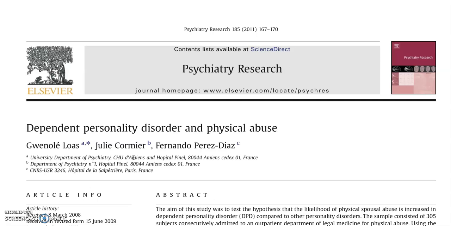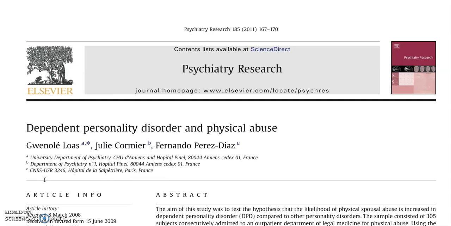Here's the address, and then France. The next author, Julie Cormier, this is where Julie works. Department of Psychiatry in France. Okay, and then we have our last author, and here's where our last author works, in France. All right, so those are our three authors.